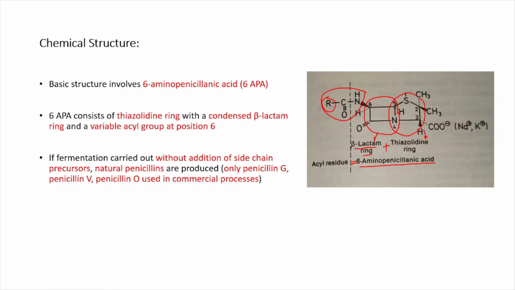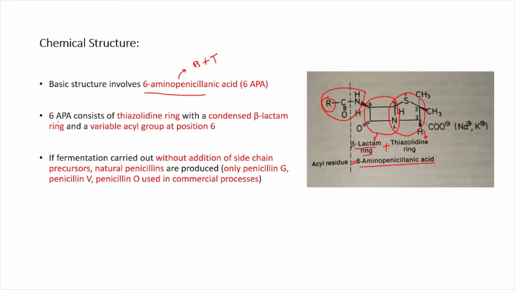So depending on this variable acyl group, you can have various types of penicillins. The basic structure consists of 6-aminopenicillanic acid, which I have already told you. 6-aminopenicillanic acid is actually a combination of the beta-lactam ring and the thiazolidine ring. So it is a combination of two rings, the beta-lactam ring and the thiazolidine ring.